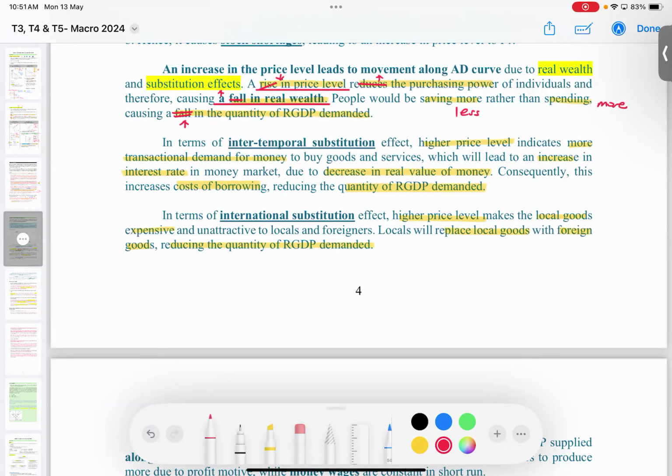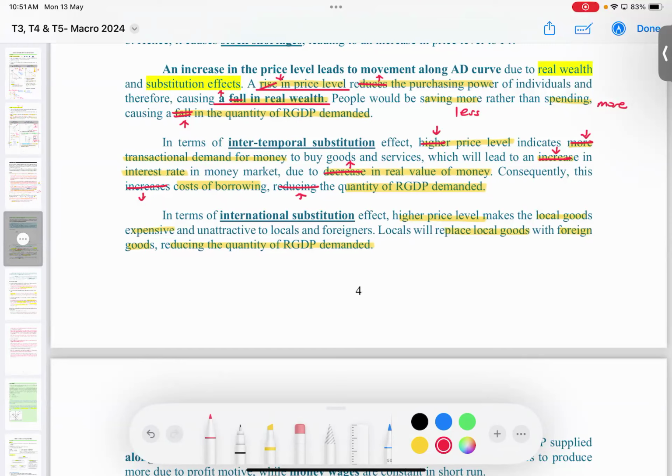Same thing, let's say we talk about the intertemporal effect. Intertemporal means interest rate. In the question just now we are talking about price level going down. So a lower price level indicates less money needed to buy goods and services, which leads to a fall in the interest rate due to the rise in the value of money. This reduces the cost of borrowing and increases the quantity of real GDP demanded. See, just reverse only. Why do you look so confused?